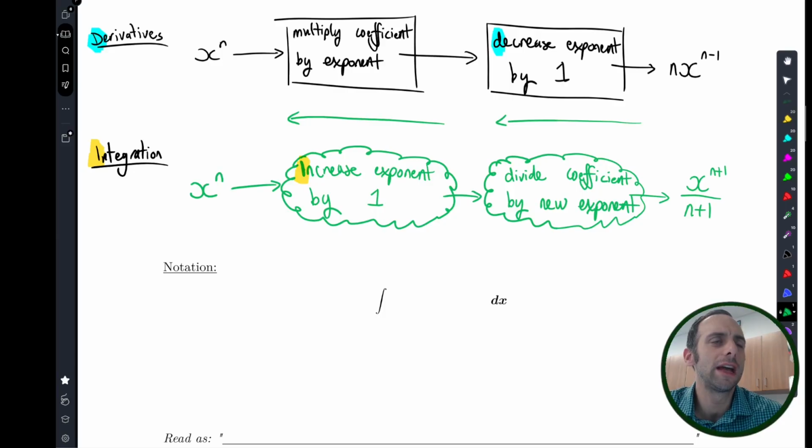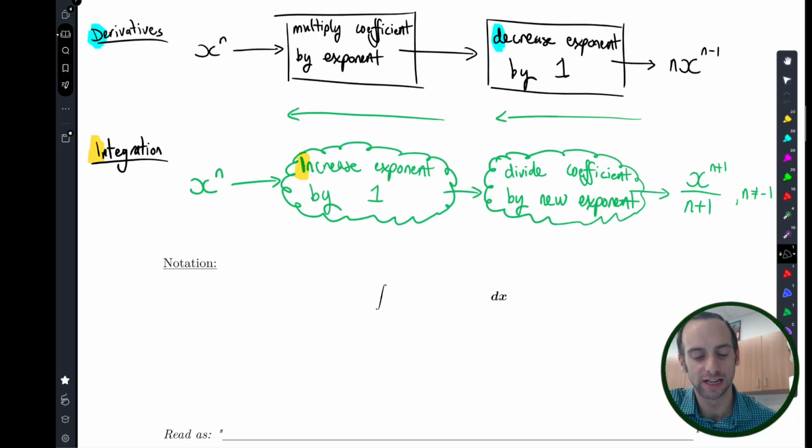And I can do this for any exponent I like, apart from one number. There is one exponent I cannot do this for. I cannot do it for an exponent of -1, because if I increase -1, it will go back to 0, and then I'll end up dividing by 0. And we'll see how we handle that in a minute. So we're going to use that reverse power rule a lot today as we get familiar with integration and antiderivatives.